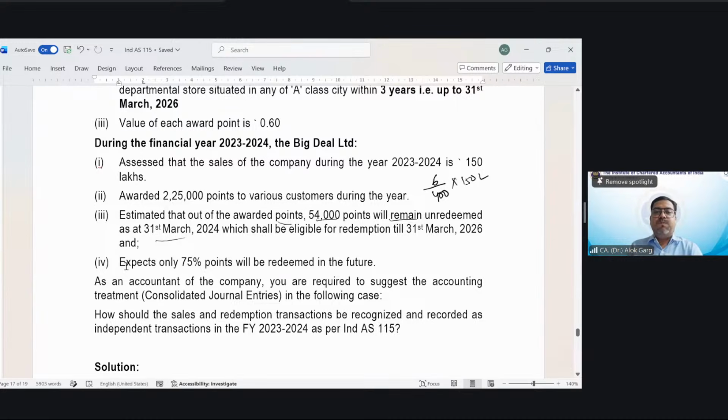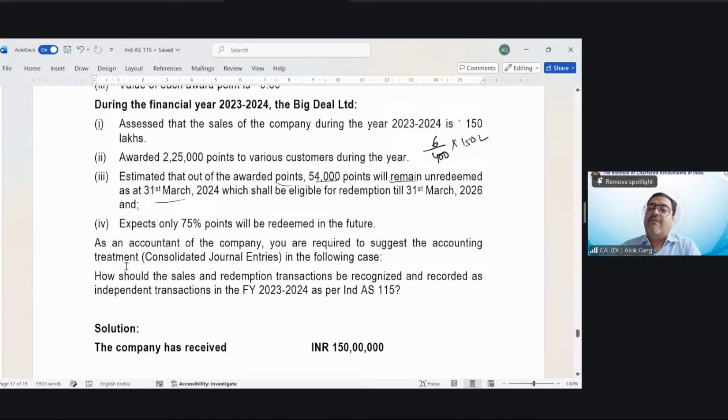Expects only 75% points will be redeemed in the future. Friends, out of 2,25,000 points, only 54,000 points are unredeemed, are outstanding. The remaining have been redeemed. So out of 54,000 points, they are expecting only 75% will be redeemed in future. Means 25% points will lapse, right?